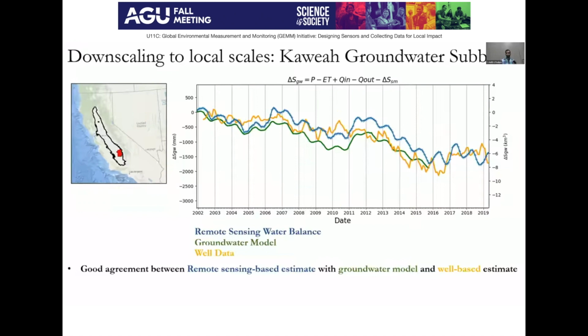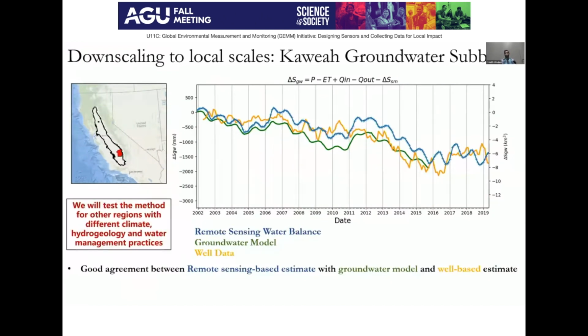And so, yeah, we see pretty good agreement, and we feel like this approach has a lot of advantages in terms of the scale independence, the rapid computation, and the low latency, and of course the general agreement with the validation data sets. And so we're actually going to test this in some of the other subregions in the California Central Valley, as well as some other areas with different climate, hydrogeology, and water management practices where we could get quite different results.